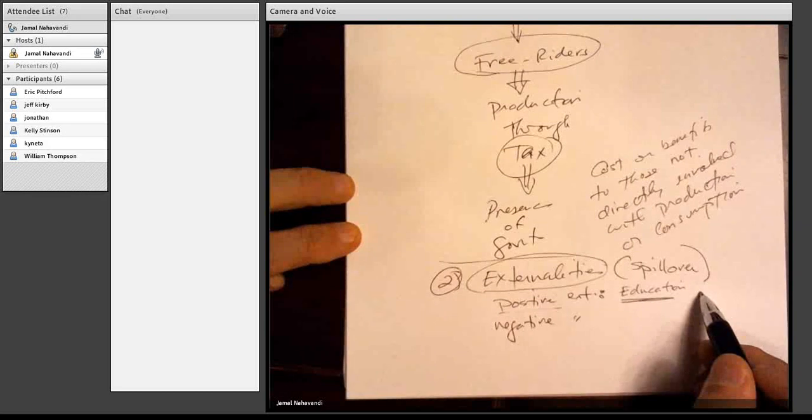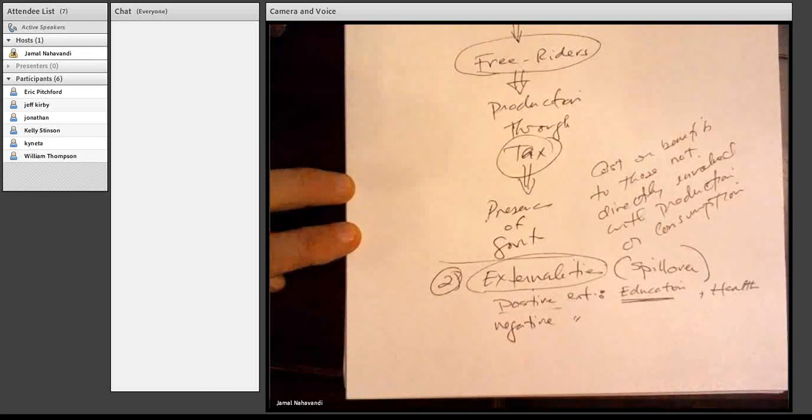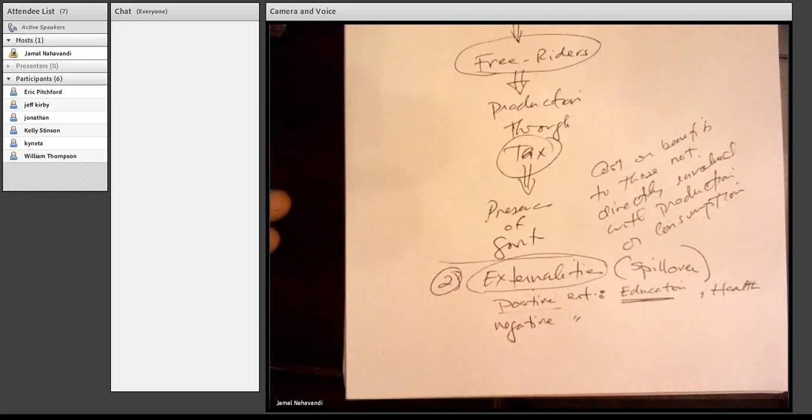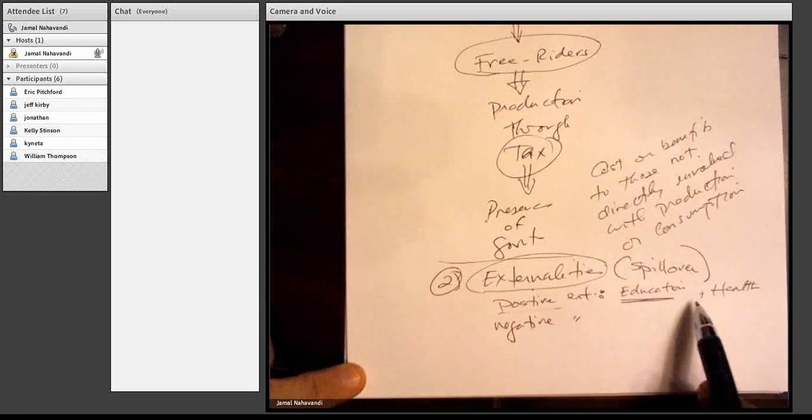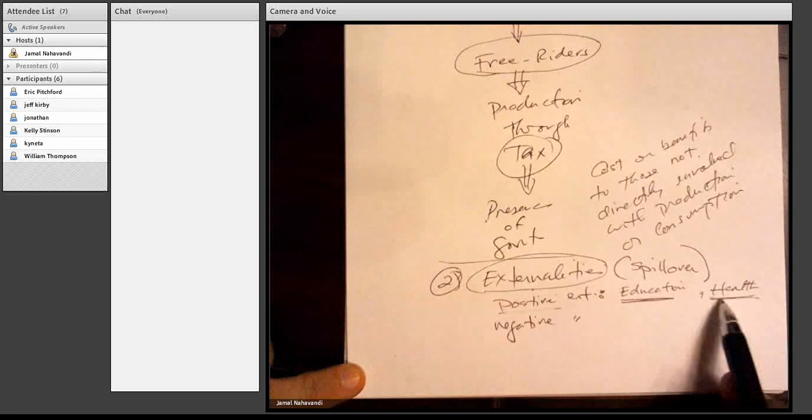Another example would be health. If you're healthy, you don't communicate diseases to anybody else, you're productive, you pay taxes, you show up to work regularly. People who don't know you somehow benefit from your activities, your production, your engagement in the labor force. They benefit from taxes you pay so that they get other products and services through your tax contributions. So therefore, spillover of education and health are positive.